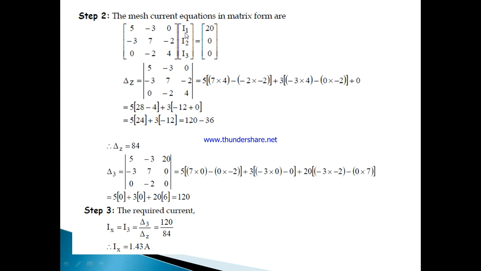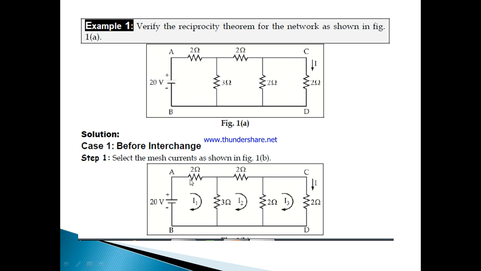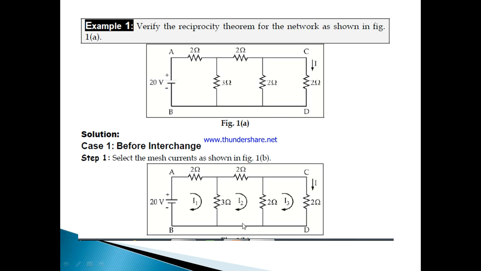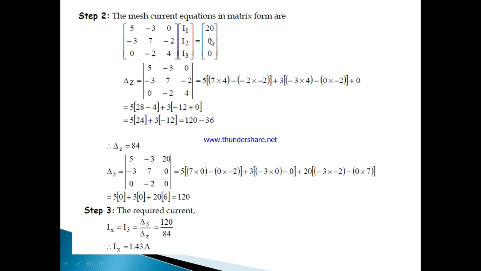So the unknown currents are I1, I2, I3, and the V matrix is V1, V2, V3. How to find V1? V1 is nothing but the total sum of sources present in loop 1. Only one source is present in loop 1, that is 20 volts. So directly I have written here. Here V2 is nothing but, observe this loop 2. How many sources are present in loop 2? No source. So that's why I took 0. Similarly, no source is present in loop 3. So this is the loop 1 source; no loop 2 sources and no loop 3 sources are present. That's why I considered 0, 0.